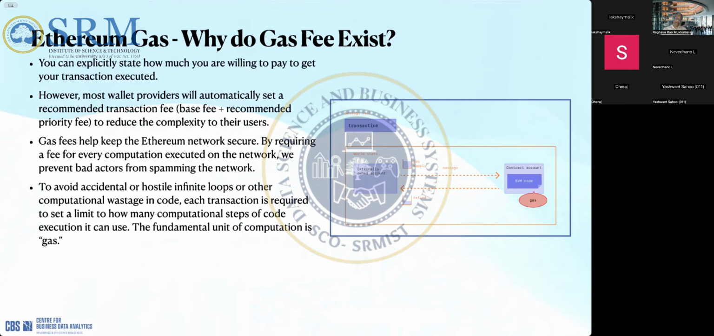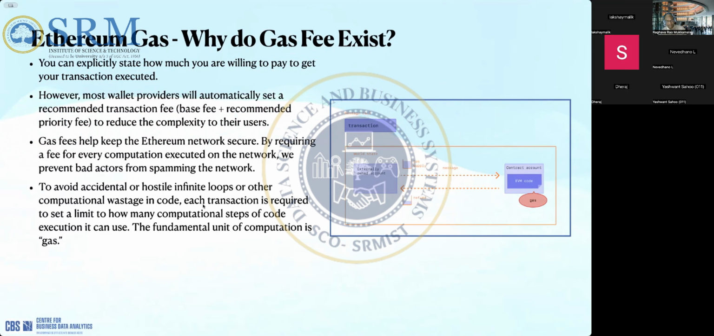So you are in a bit of a hurry, and you want your transaction to immediately end up in a block. Then you will go for a higher fee than what is recommended by the wallets. You put in more tip. Otherwise, if it is not very critical, then you go by whatever the wallet has suggested, and your transaction will eventually be executed and put into the network.